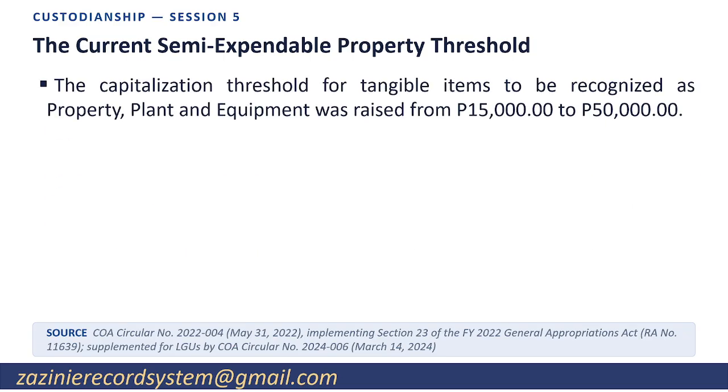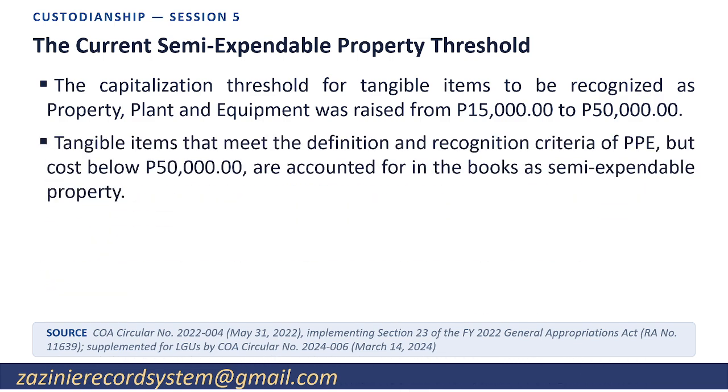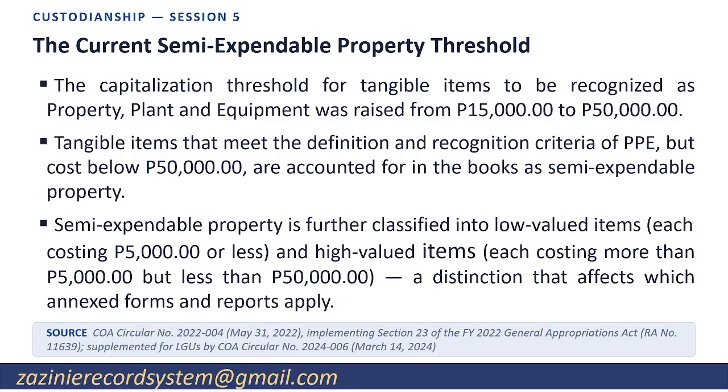The capitalization threshold for tangible items to be recognized as property, plant and equipment was raised from 15,000 pesos to 50,000 pesos. Tangible items that meet the definition and recognition criteria of PPE, but cost below 50,000 pesos, are accounted for in the books as semi-expendable property. Semi-expendable property is further classified into low-valued items, each costing 5,000 pesos or less, and high-valued items, each costing more than 5,000 pesos but less than 50,000 pesos, a distinction that affects which annexed forms and reports apply.